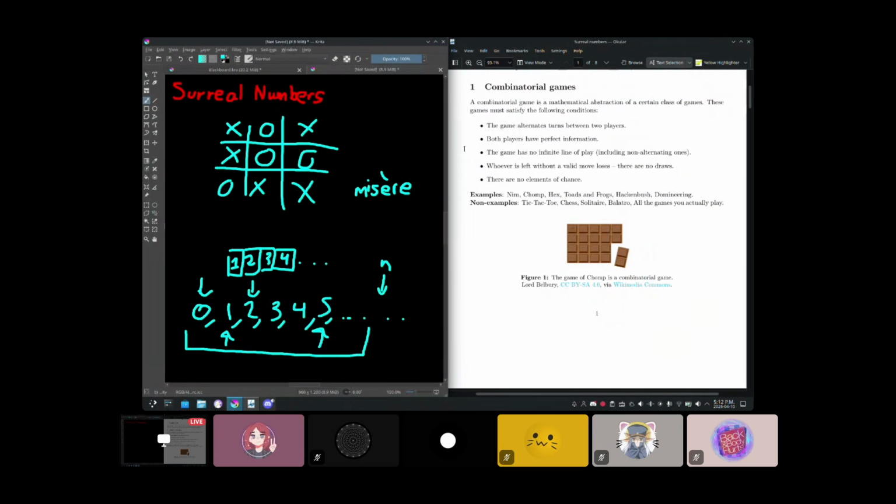And oh yeah, there's this fifth condition that's basically just the second condition again. I just wanted to emphasize that things like poker, for instance, don't count.